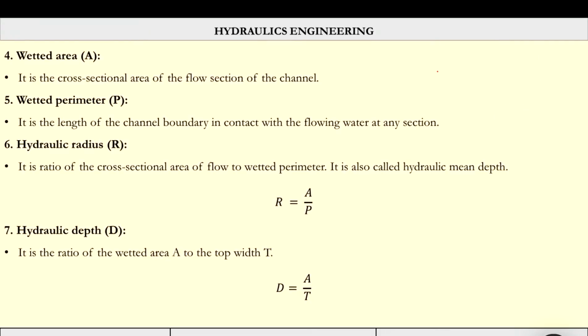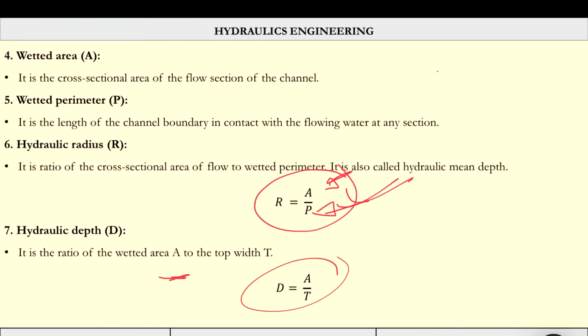Then we have two more quantities, hydraulic radius and hydraulic depth. Hydraulic radius is the ratio of wetted area to wetted perimeter. You have to be very careful while writing the hydraulic radius. This quantity will be very useful in further lectures. So hydraulic radius is wetted area to wetted perimeter. The next quantity is hydraulic depth, which is the ratio of wetted area to top width. This quantity is not going to come up much, but R is very important.